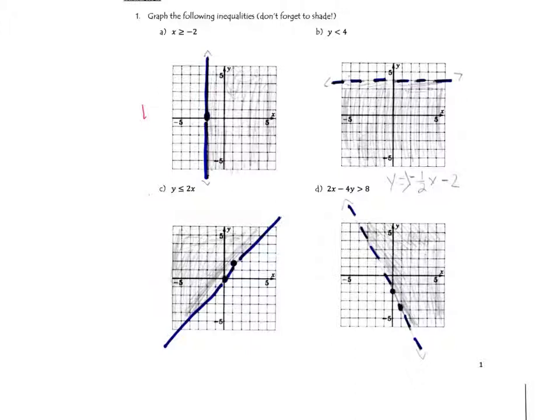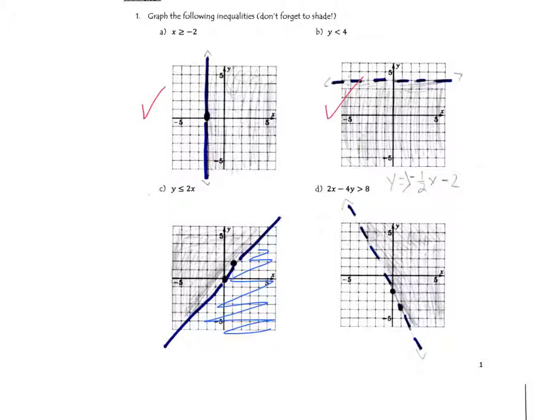You got this one and this one correct. On this one here, you shaded the wrong side. When you look at this inequality, y is less than or equal to 2x, that means the line y equals 2x is here, and the solution is less than the line. It's below the line, so you just shade in the part that's below the line.